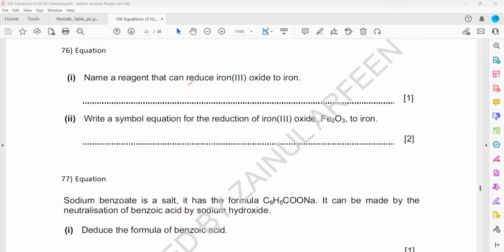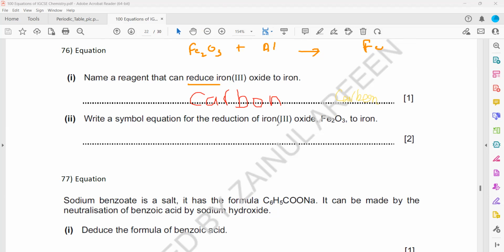Next, name a reagent that can reduce iron 3 oxide into iron. Which reagent can convert this iron 3 oxide into iron? This is the same question we did just now when we were solving the last exam paper. So we can use carbon, we can use carbon monoxide, or we can use any more reactive metal. For example, you can mention aluminium. Aluminium is more reactive, so aluminium can also reduce the iron. Any metal more reactive than iron can also be used as a reducing agent.